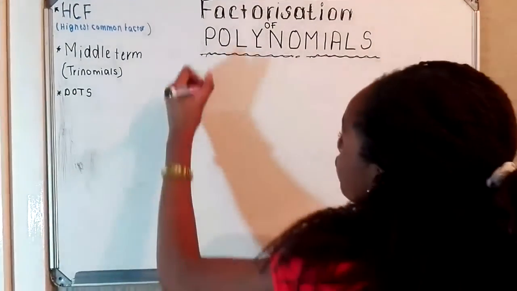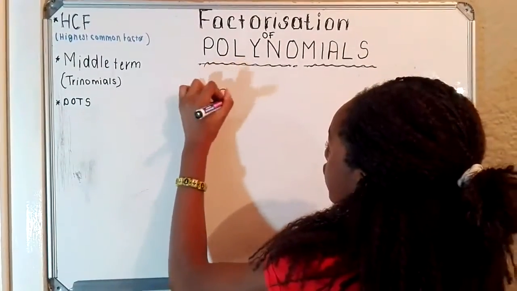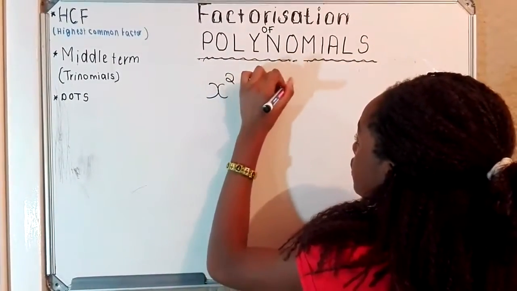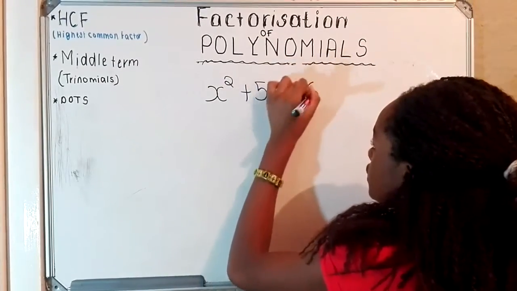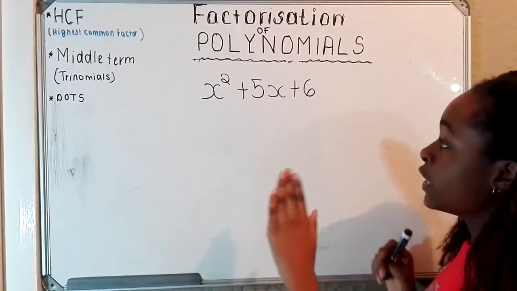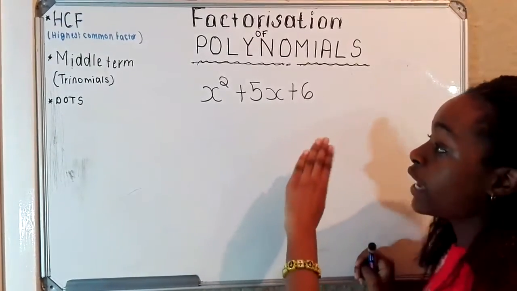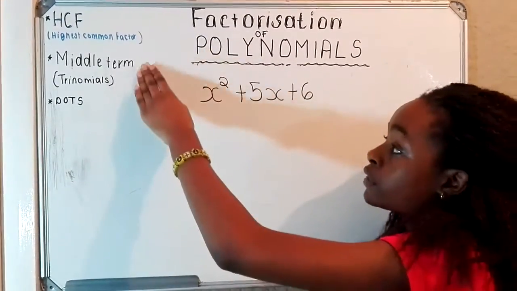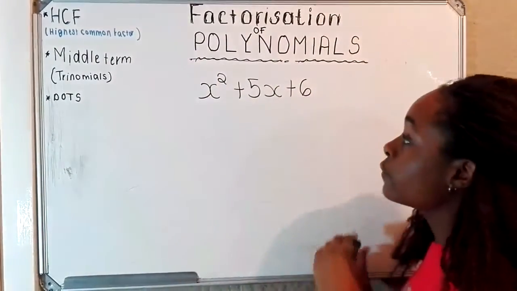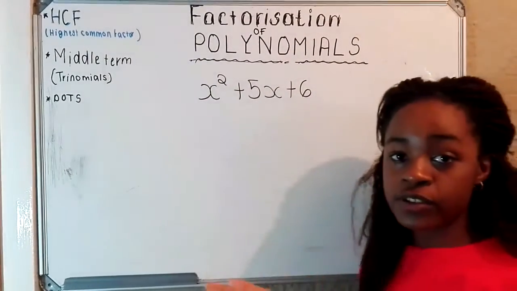Here's another one. Say we have x squared plus 5x plus 6. So here you notice that we have something that's a bit longer. It has 3 terms, so it is a trinomial. So we'll use our middle term technique, and I'm going to teach you this middle term technique, okay? So feel free to pause this video and try this on your own.